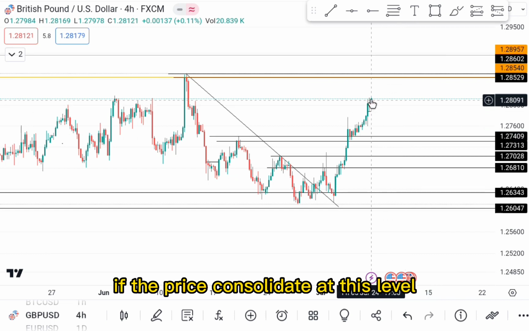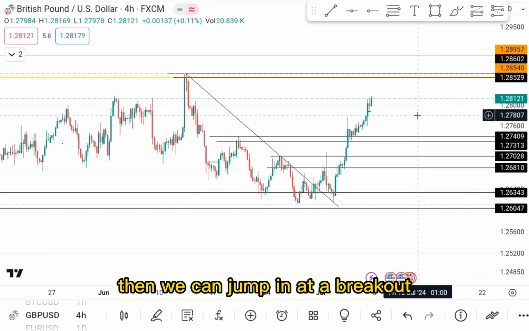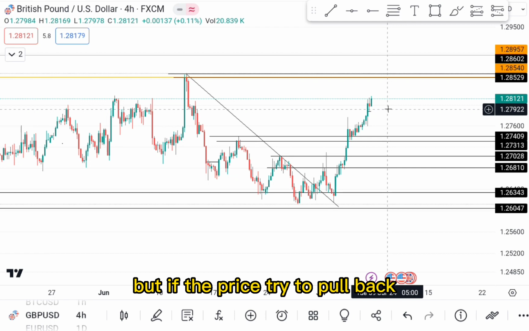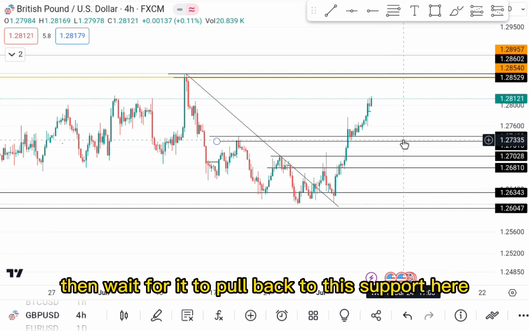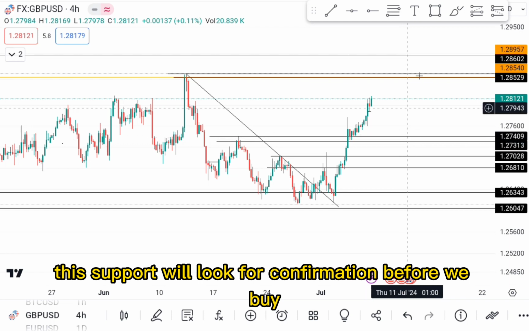Okay, if the price consolidates at this level, then we can jump in at a breakout to buy to this place. But if the price tries to pull back, then we wait for it to pull back to this support here. Then from this support, we look for confirmation before we buy.